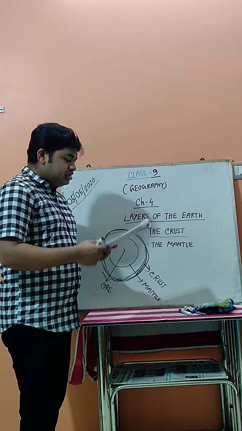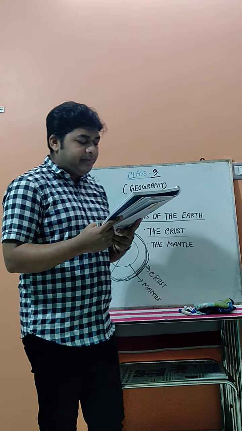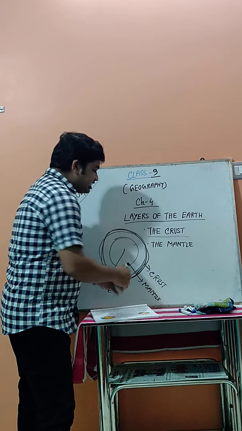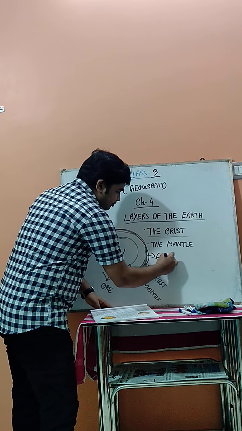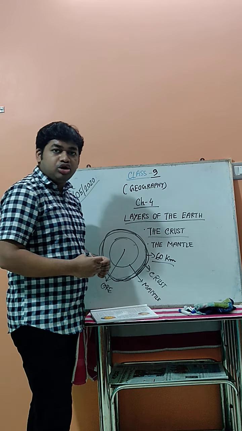The second point: the crust is a relatively thin layer with an average thickness of about 60 km. The average thickness of this crust layer is 60 km.